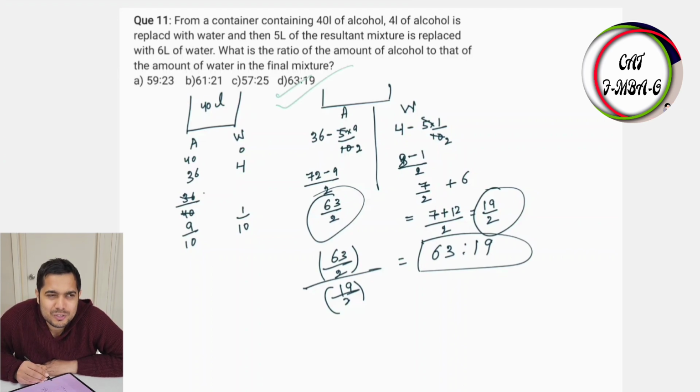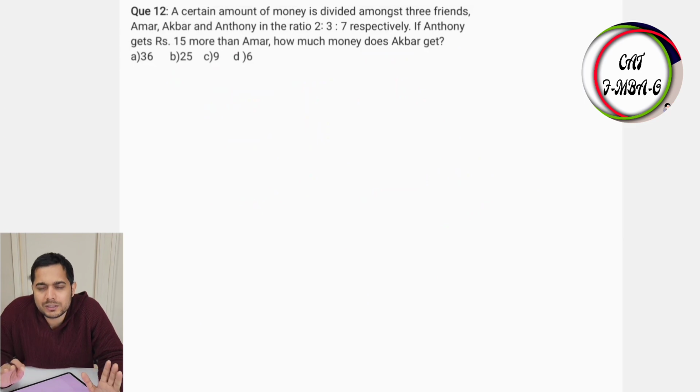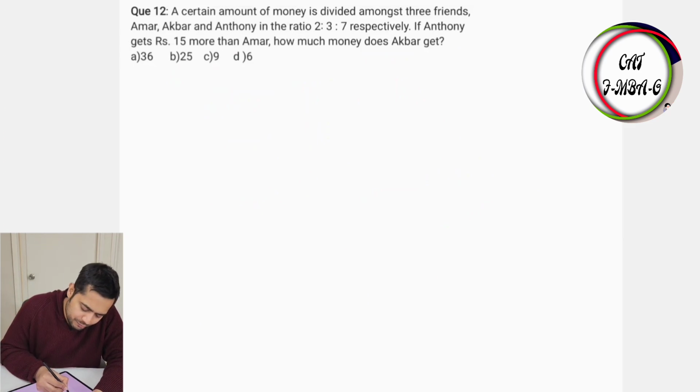Okay, got it. This was a bit tricky question, but this kind of question improves your concept. Let's move on to the next question. Fairly simple question. I will not give much time to it.